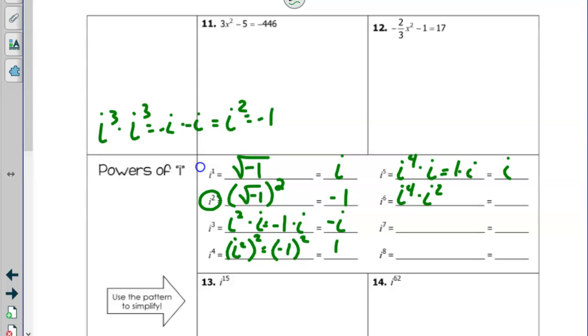What's i to the 4th equal? 1. And then what's i squared equal? Negative 1. So our final answer would be negative 1. Both paths will get you there. Whatever you pick in your head is fine.